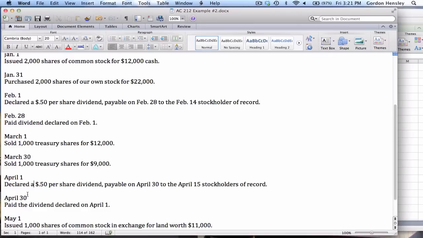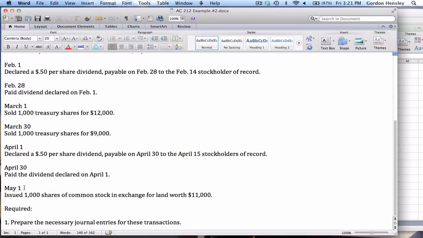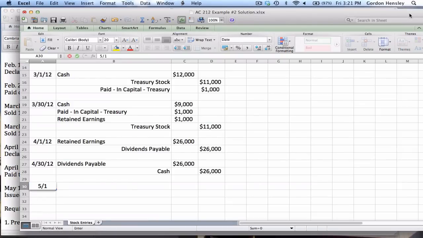And then the final transaction is occurring on May the 1st. We're going to issue 1,000 shares of common stock, but this time instead of selling it for money, this is going to be a trade. We're going to exchange it for land, and the land is worth $11,000. So this is on May the 1st. Now, in this case, we're going to receive a new asset, and the asset is this new land that we're trading for. And it says that this land is worth $11,000.